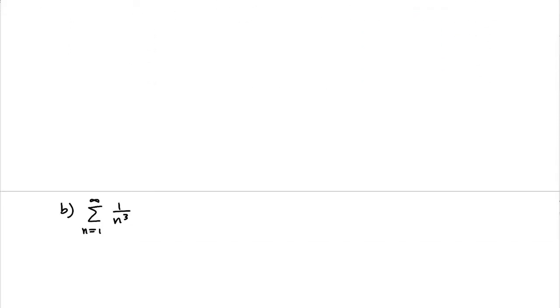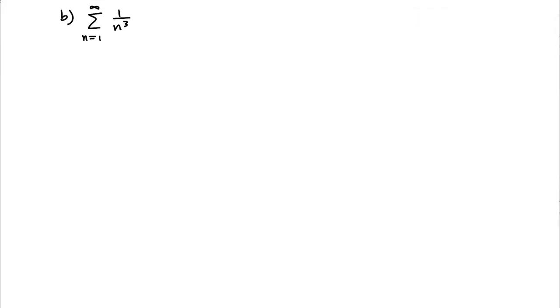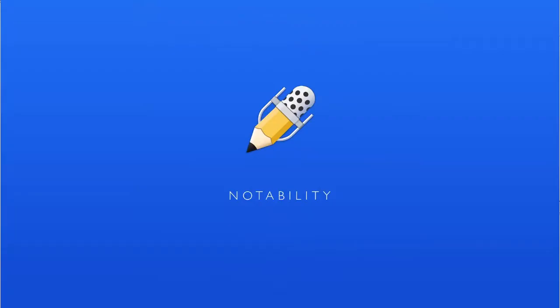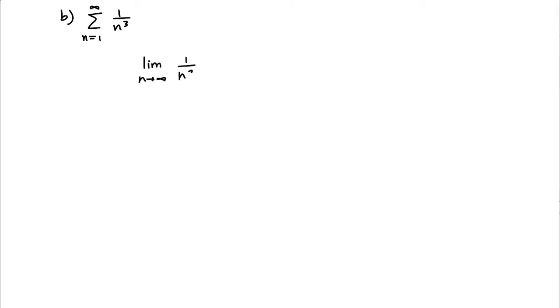Let's take a look at another example. For our second example, we'll be determining whether the series 1 over n cubed converges or diverges. Looking at the divergence test, we'll take the limit as n goes to infinity of 1 over n cubed, which is 0. By the divergence test, we just don't have any information, because all the divergence test can tell you is whether something diverges. Whether the series converges or diverges, we do not know based on the divergence test.